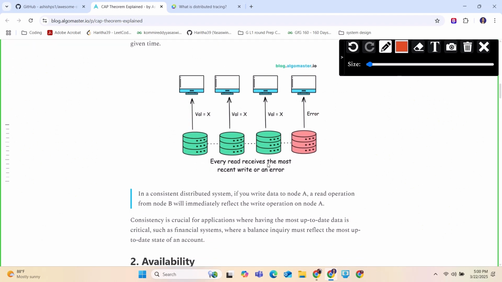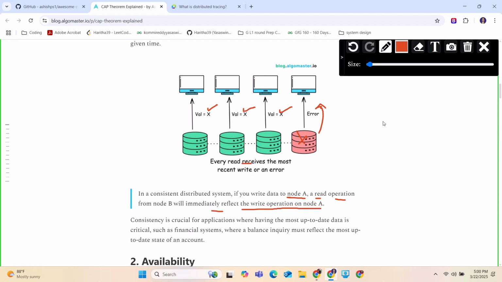Every read receives the most recent write, or if there is no data, you should throw an error. This is called consistency. In a consistent distributed system, if you write data to node A, a read operation from node B will immediately reflect the write operation on node A.